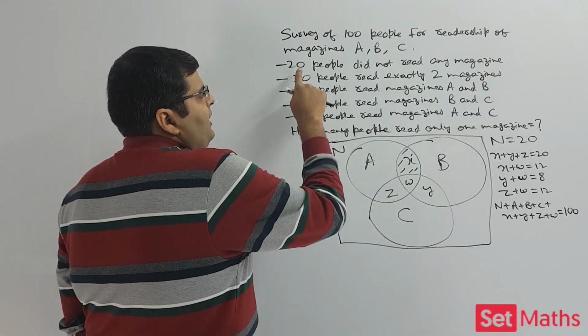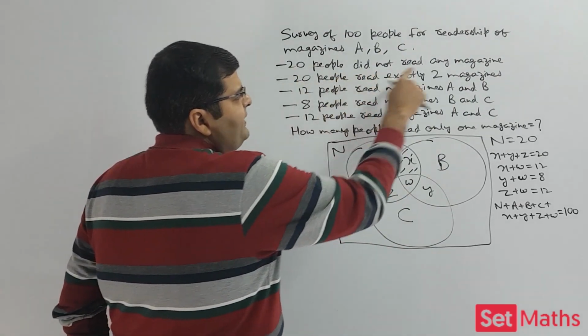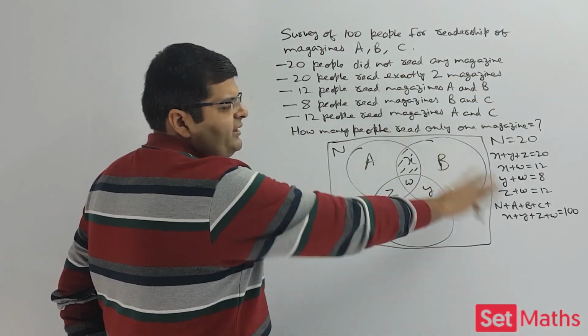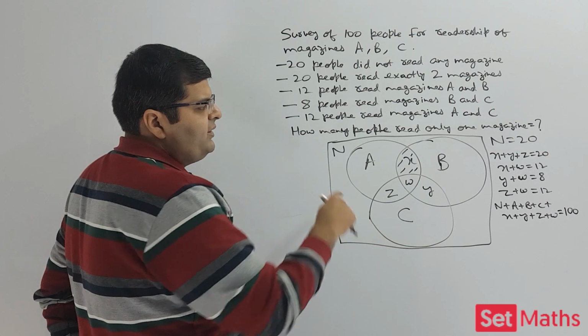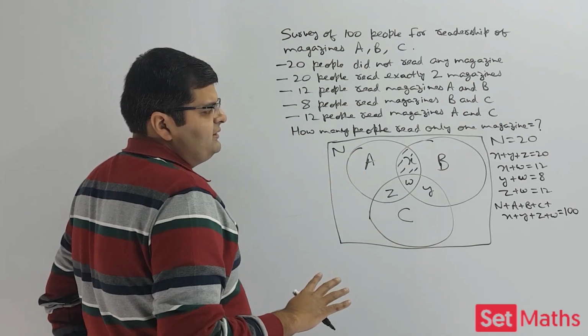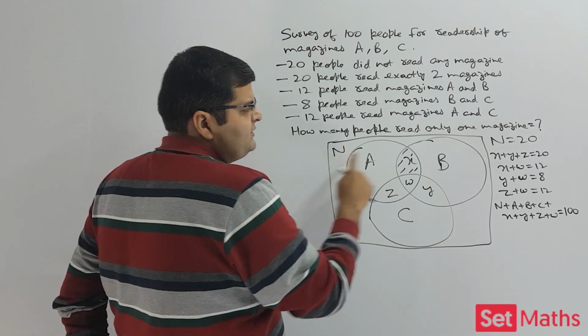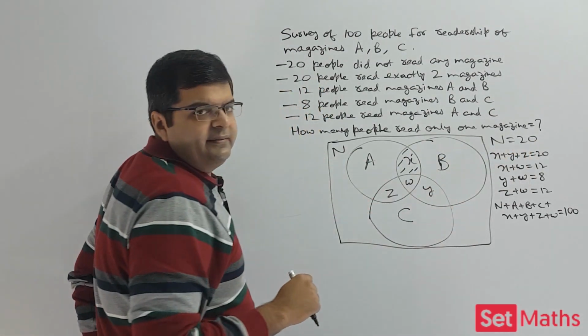Now the first information is that 20 people did not read any magazines. N is the number of people not reading any of these three. That is why N is outside these circles. So 20 people did not read any of the magazines, so N comes out to be 20.